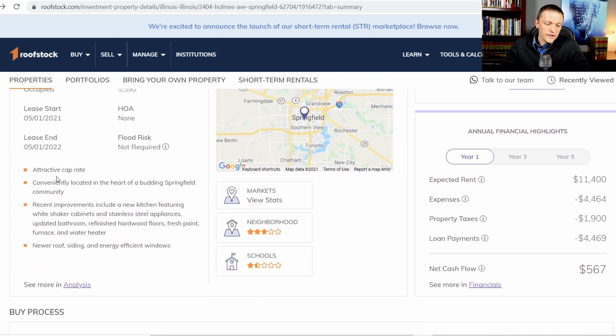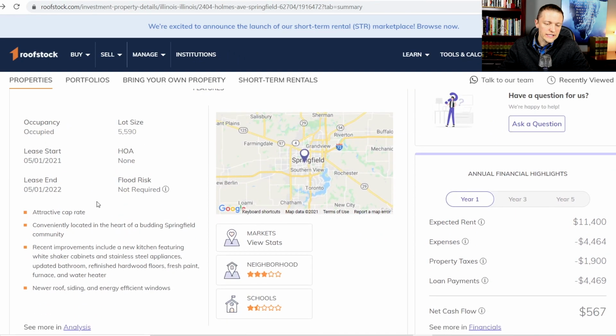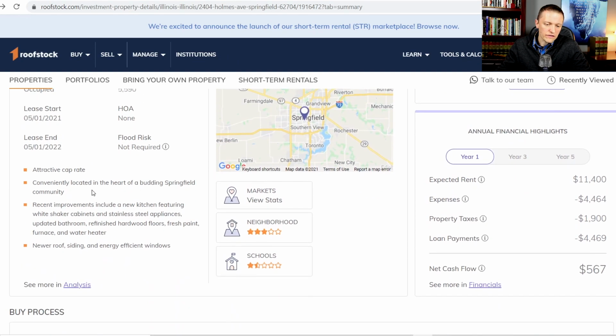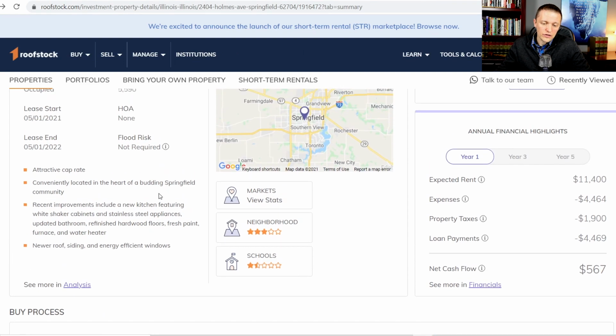So that's good. The summary here is that it's an attractive cap rate, which we'll take a look at in a second when we go to financials and analysis tabs. But it says that it's conveniently located in the heart of budding Springfield community, okay? And it has some recent improvements, which includes a new kitchen, which we saw in the photos, stainless steel appliances, updated bathroom, which we haven't seen because there wasn't a photo for that, refinished hardwood floors, fresh paint, furnace, and water heater. Okay, that sounds good. Newer roof, siding, and energy efficient windows. Okay. All right, so that's good to know.